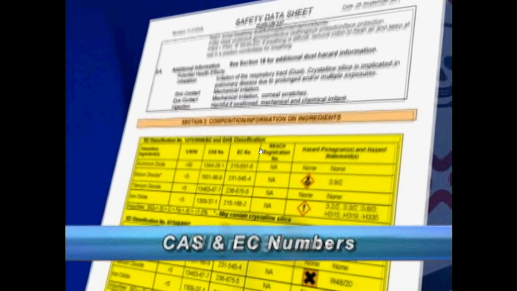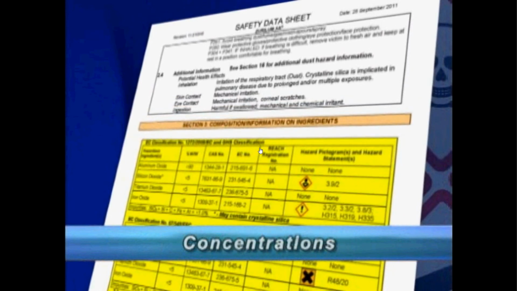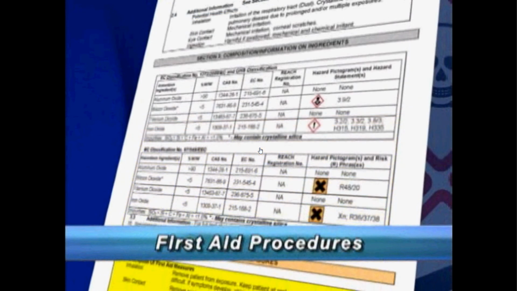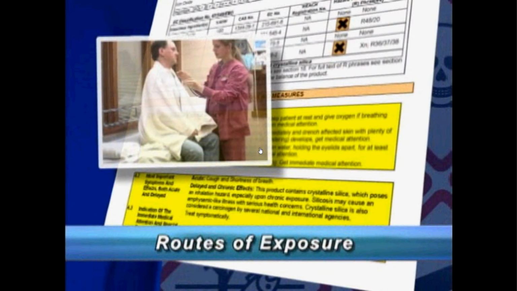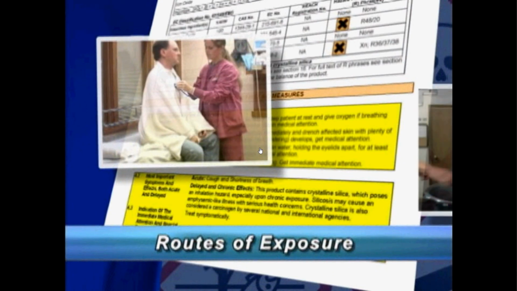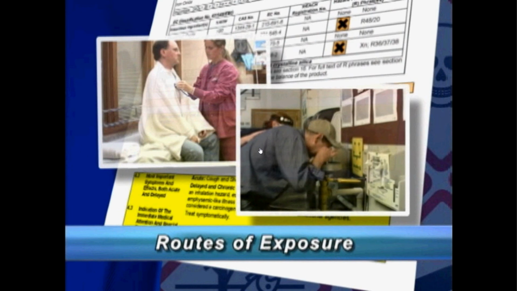If the product is a mixture, all hazardous ingredients are listed along with their concentrations. Section 4 contains information on first aid procedures. These are broken down by routes of exposure. For example, what should be done if a toxic substance is inhaled is detailed separately from what should be done if the same substance gets into a worker's eyes or is ingested.